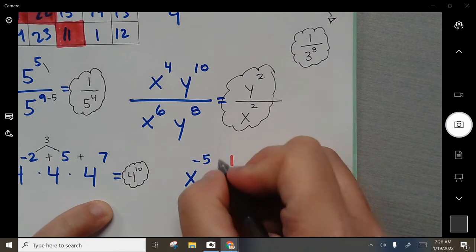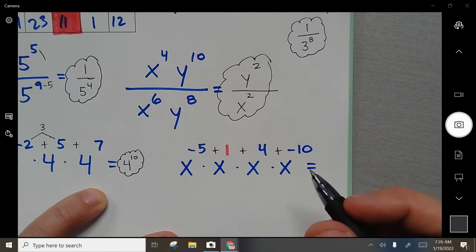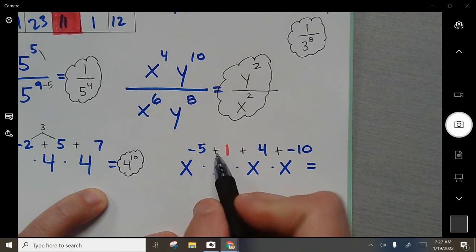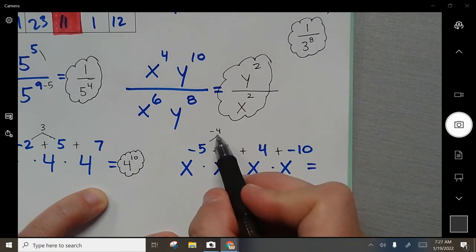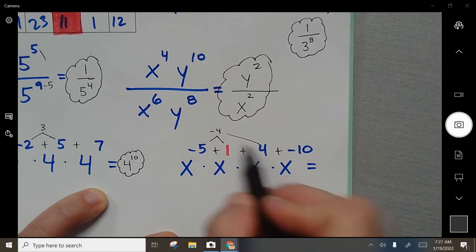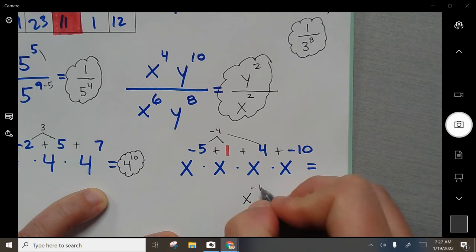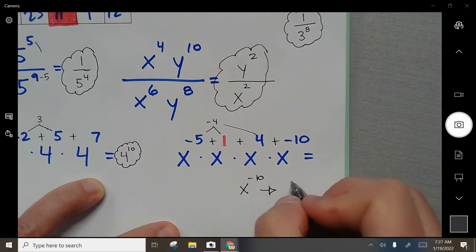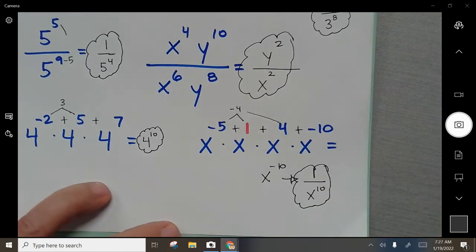Then you're going to add across like you have, but you've got negatives and positives. On your little exit ticket at the end of class, it says use your calculator for these ones. Use your calculator if you want, it's available to you. -5 and 1, that's going to be -4. -4 plus 4, that's going to be 0. So what's left? -10. Can that be your final answer? Are you allowed to have a negative exponent? Nope. So it's going to be 1 over x to the 10th.